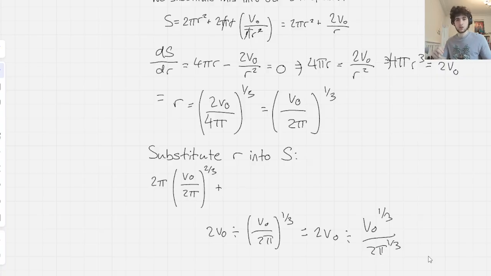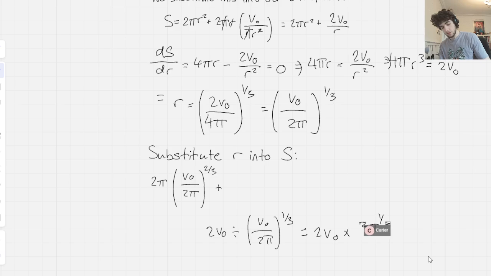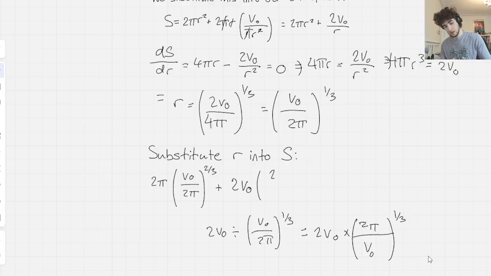So obviously, whenever you divide by a fraction, you can multiply by the reciprocal. So you're just going to get multiplied by 2 pi to the power of a third over v naught to the power of a third. And effectively then, because you have the top and bottom both something to the power of a third, you could just bring that into brackets and write it as one fraction to the power of a third. So effectively, this second term, 2v naught divided by r, is equivalent to 2v naught multiplied by 2 pi divided by v naught to the power of a third.